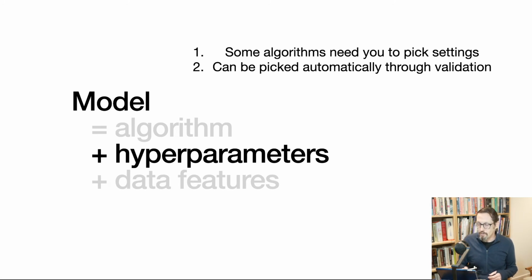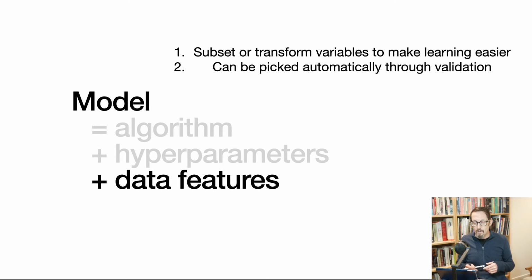And data features are the same way, right? We talked about how we might take a subset of the variables, right? If we have elephant height and voting information, we don't want elephant height, we want to get rid of it, right? So we want to take a subset. And we might do transformations too. We might change weight and height into the body mass index. And that might give us a better time learning, maybe, okay? And again, these data features can be picked automatically through the validation process.